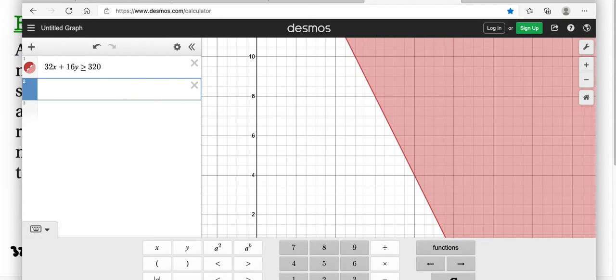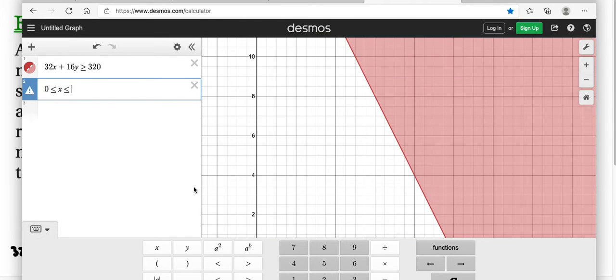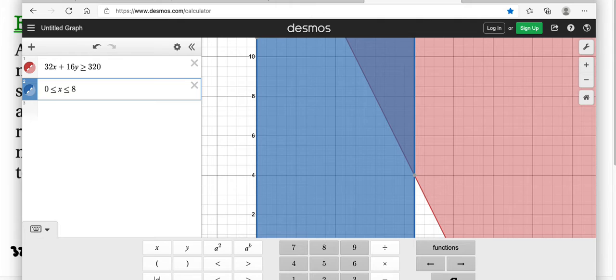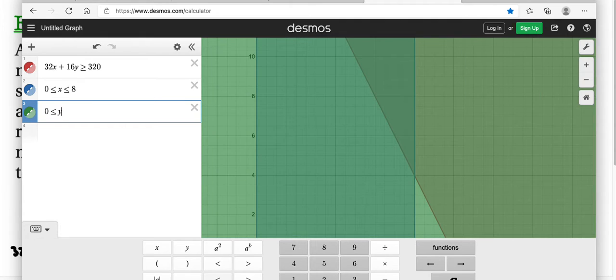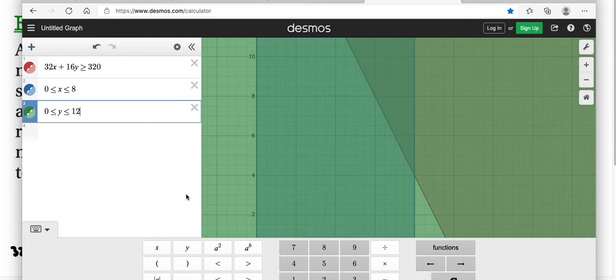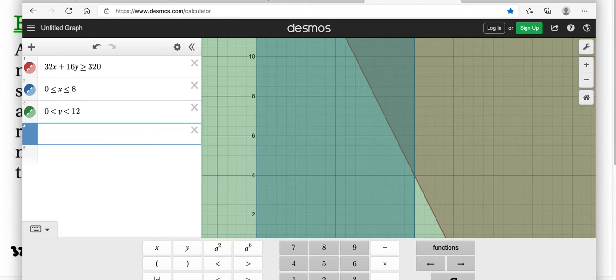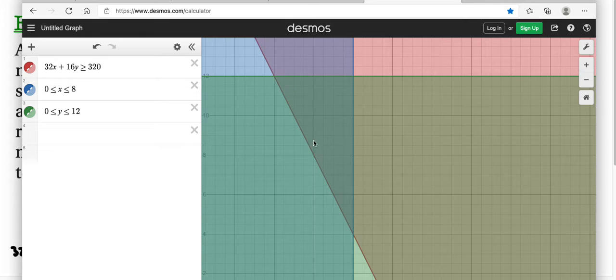Now I want x to be between 0 and, was it 8? Yeah. Okay, enter. Now I want y up to 12. Now our goal is to find where all of the sections are shaded at the same time, which is this little triangle right here.